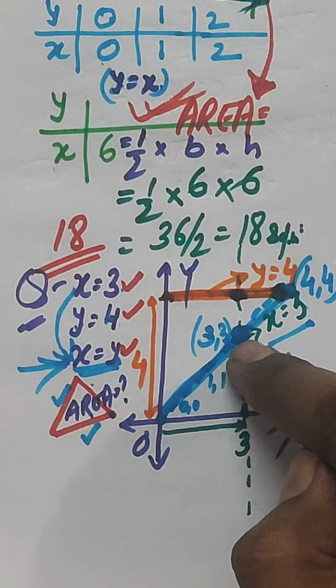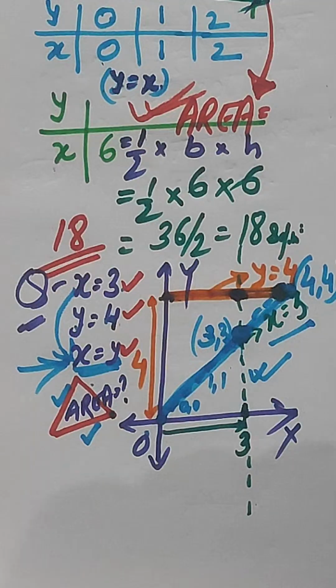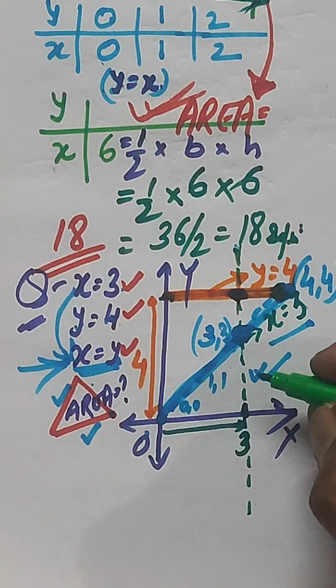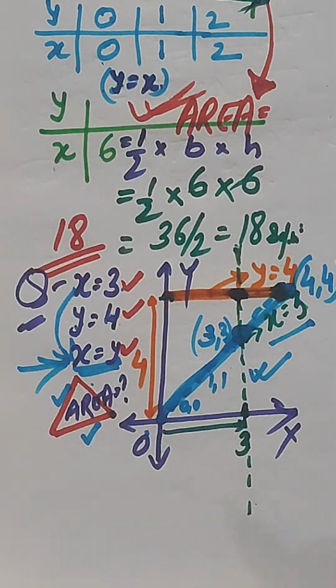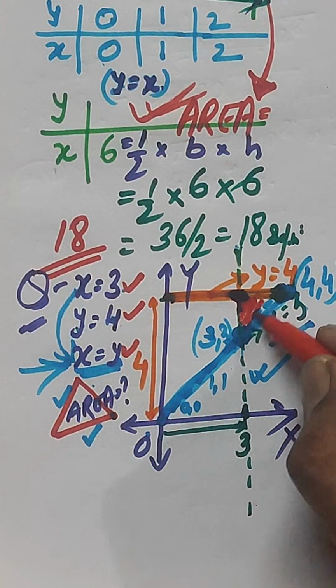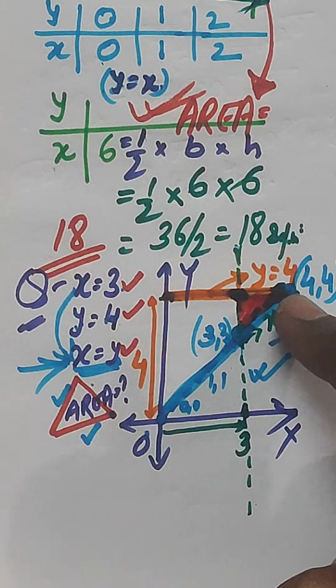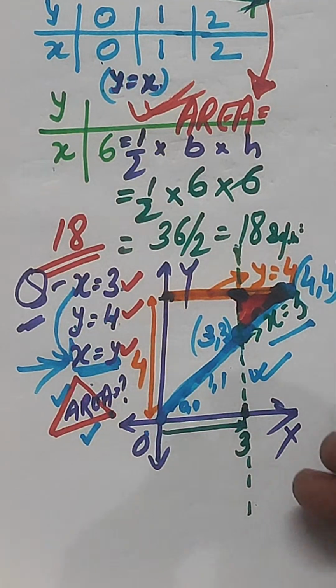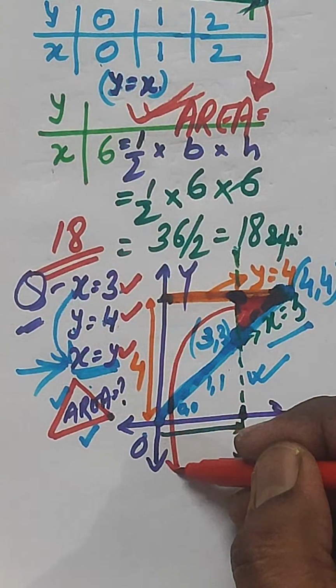And for the third side, the third side will be formed by x equal to 3. So x equal to 3 is this line, right? This line which is formed. So the area which will be formed by these three lines, the triangle which is forming, is this one, isn't it? You can see it. So this triangle's area we are going to calculate, right?